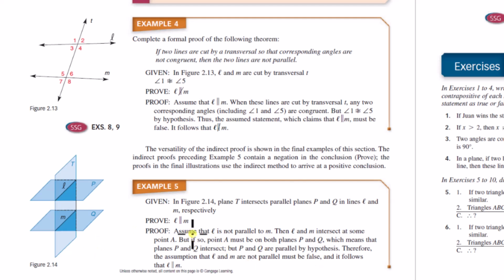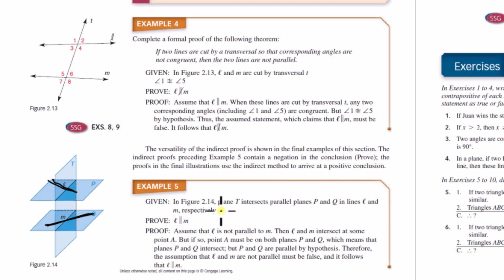So let's read how they write it. Assume that L is not parallel to M, then L and M intersect at some point A. They do? That's not true. They could be skew. But if so, point A must be on both planes P and Q, which means that the planes P and Q intersect, but P and Q are parallel by the hypothesis. Therefore, the assumption that L and M are not parallel must be false, and it follows that L is parallel to M. What? I can draw a line in plane P and a line in plane Q. They don't intersect, but they are not parallel.